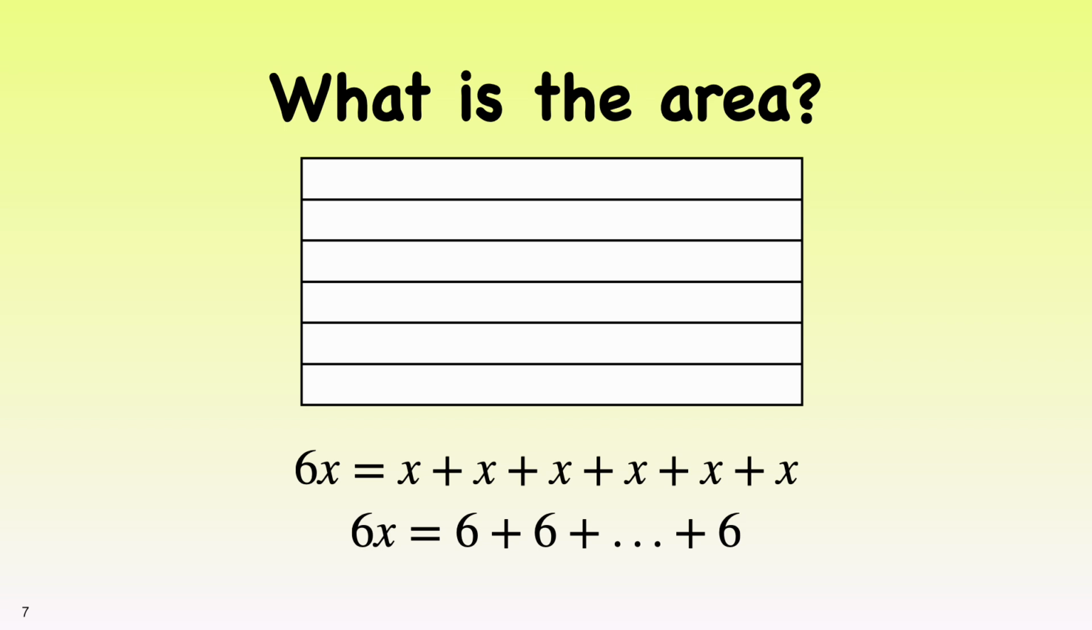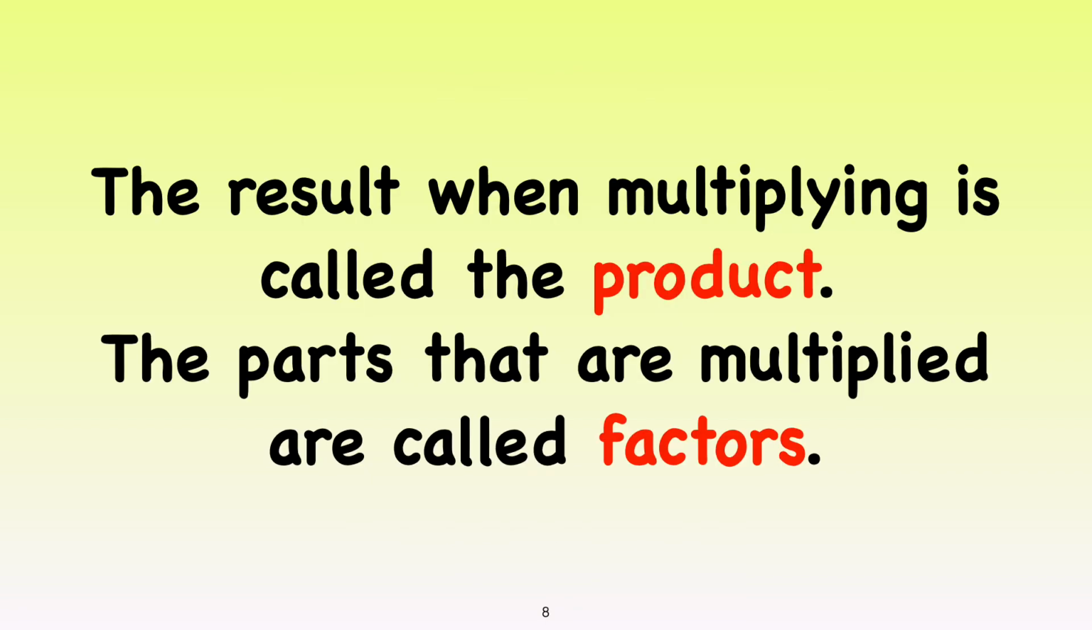Multiplication can be thought of as repeated addition. So in the case of the area of this rectangle, there are 6 strips of length x here, or an x number of 6s. The answer when you multiply is called the product. The parts are called factors. What's the answer when you subtract? That's a difference. What's the answer when you add? That's a sum.